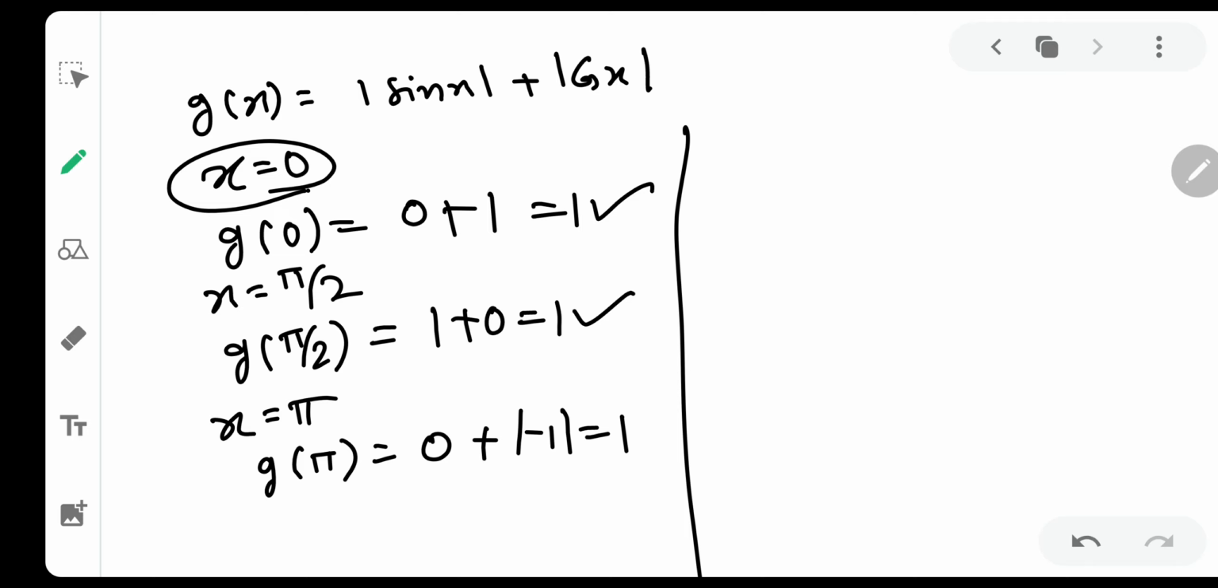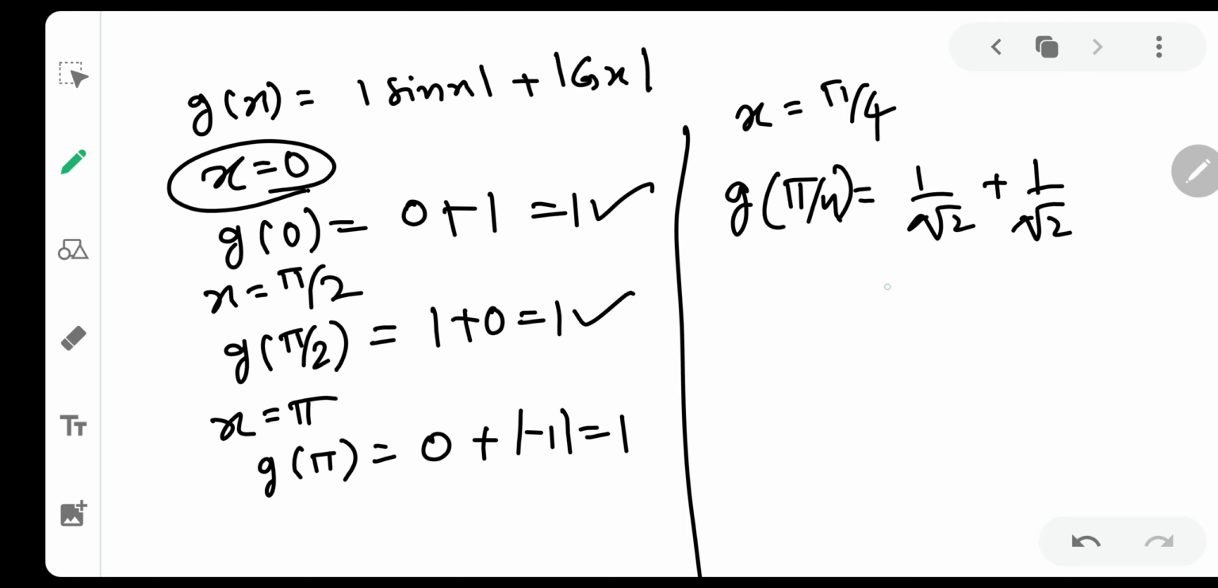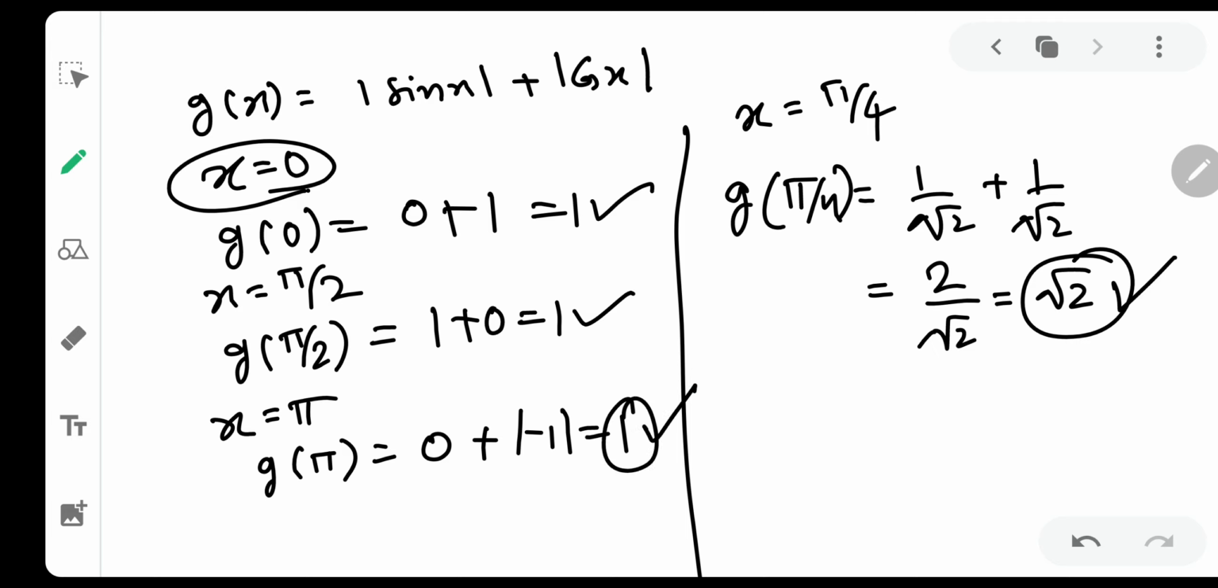Okay, now if we move further and we put down the value of x as something, let us say pi by 4. So what will it be? g(pi by 4) is equal to mod of sine of pi by 4, 1 by root 2, plus 1 by root 2. Now after solving this, we get the value as root 2. Okay, so 1 is the value for 0, pi by 2, pi, the quadrantal angles, and for pi by 4 it is root 2. Now is there any value which is greater than root 2 and lesser than 1? Let us check that as well.